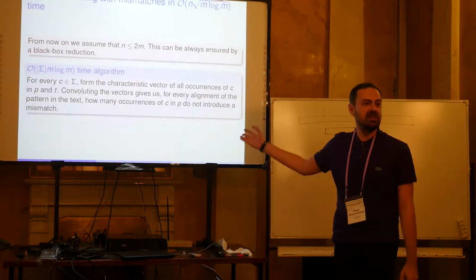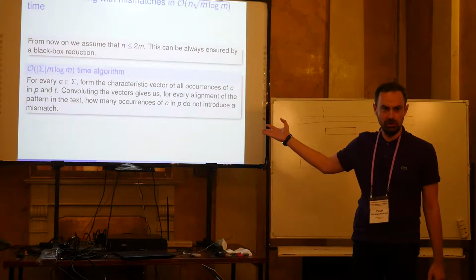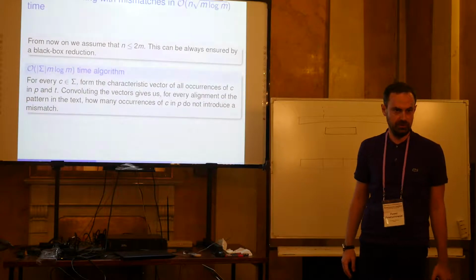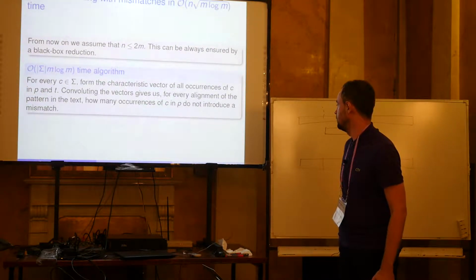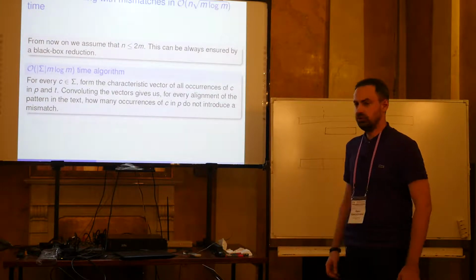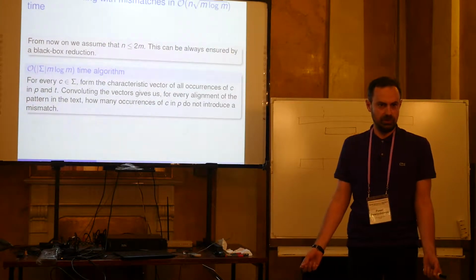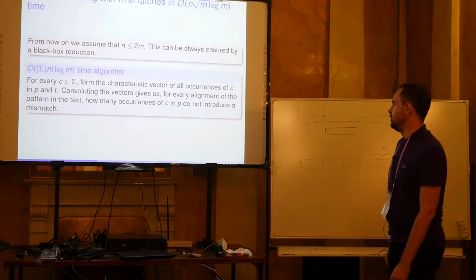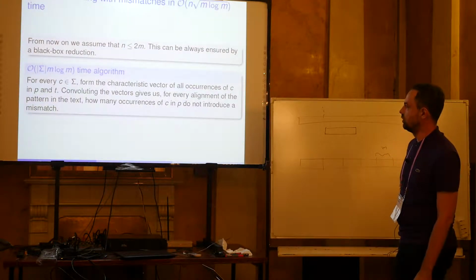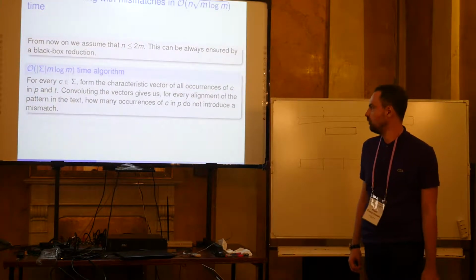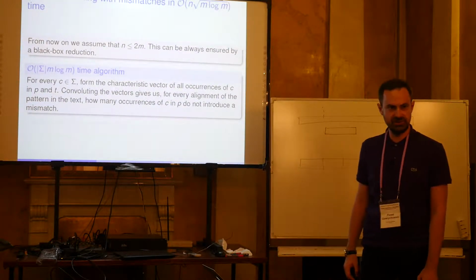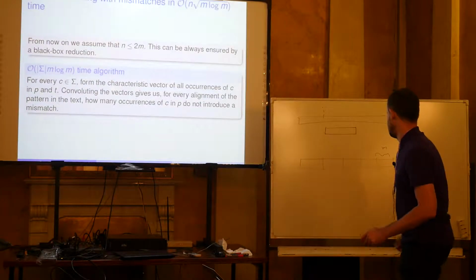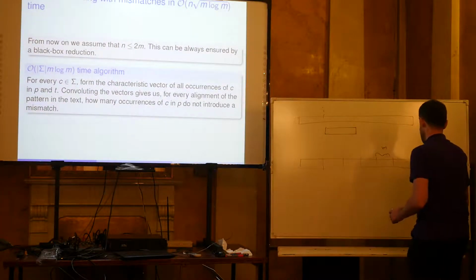And for the pattern, you do the same. So I will call that characteristic vectors for the text and for the pattern. Just from those two strings, I obtained two Boolean vectors. And now I claim that if I convolute those vectors, then I will get something meaningful, hopefully. So I take those two vectors and I convolute them. So let us think, what does it mean?